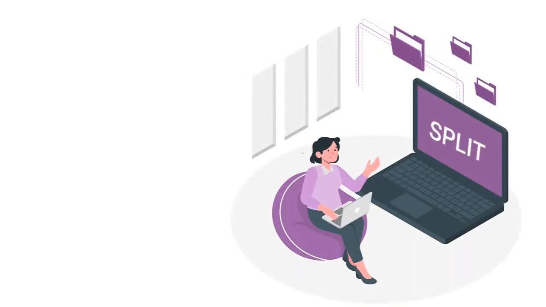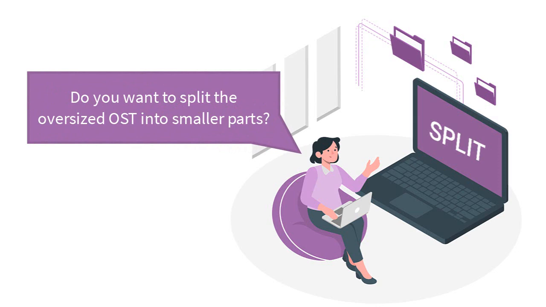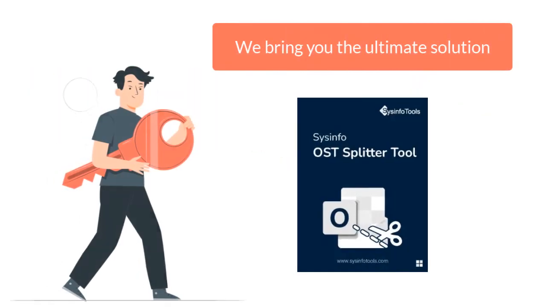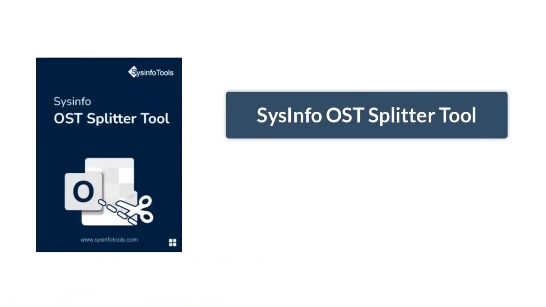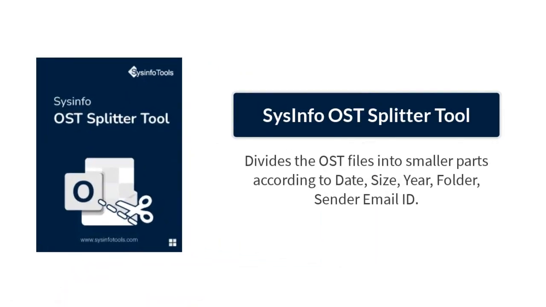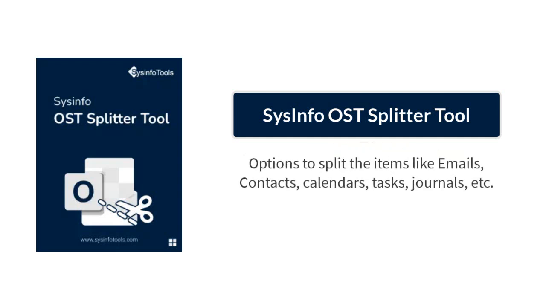Do you want to split the oversized Microsoft Outlook data file into smaller parts? We bring you the ultimate solution, SysInfo OST Splitter Tool. Our software divides the OST files into smaller parts according to date, size, year, folder, sender ID. There are options to split the items like emails, contacts, calendars, tasks, journals, etc.